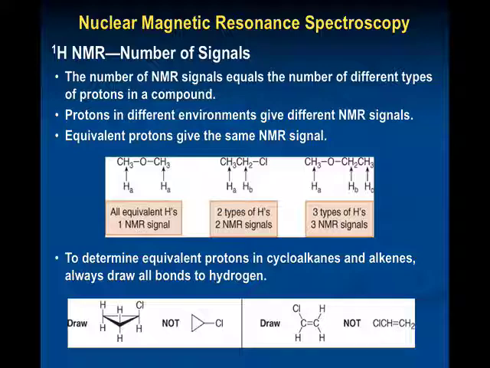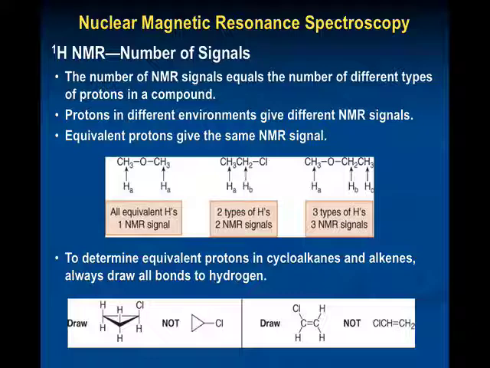The first thing that you're going to need to be able to do, and your model kits are going to be helpful here, you're going to have to be able to identify the different types of protons in a molecule and determine the number of signals that you should see for a particular molecule. So the number of NMR signals equals the number of different types of protons in a compound. Okay? Protons in different environments give different signals. Equivalent protons will give the same NMR signal.